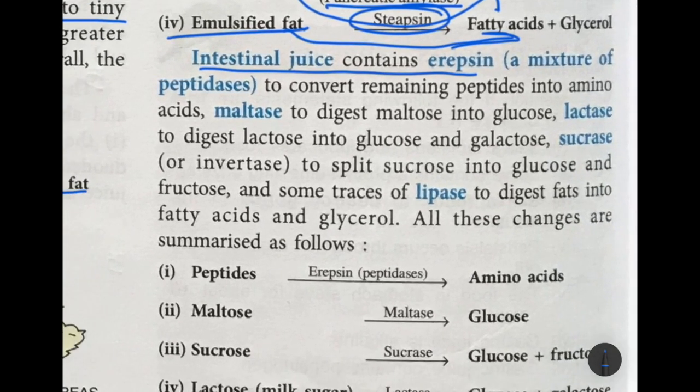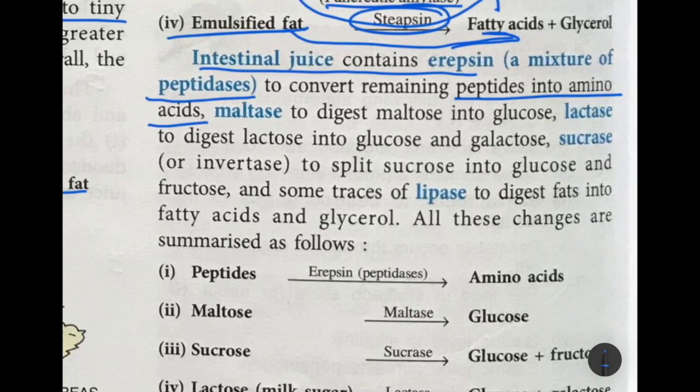Okay, it is a mixture of peptidases to convert remaining peptides into amino acids. So peptides are a bigger form, and when they are broken down, they break down into amino acids, the last part of proteins, which can be absorbed by the body.